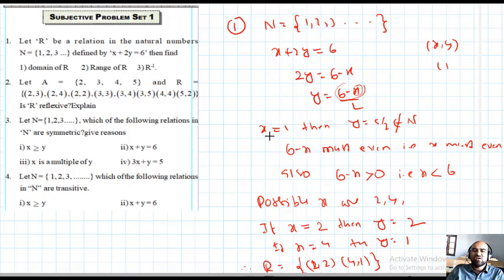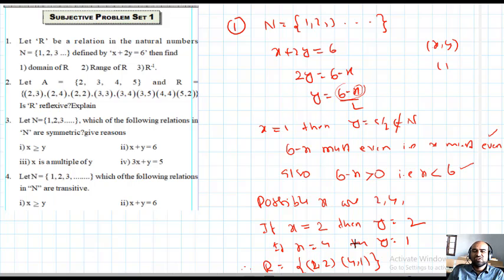Okay, so that's why what I wrote, 6 minus x must be even means x is even, one thing. After that also 6 minus x greater than 0 means x should be less than 6. So x is even and less than 6, only two possible values of x, that is 2 and 4. It's a natural number. Substitute x equal to 2, we get y equal to 2. Substitute x equal to 4, we get y equal to 1. Therefore, I can say that 2 comma 2 and 4 comma 1 are the ordered pairs in the given relation.